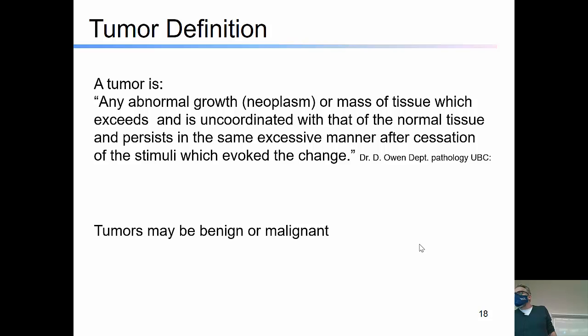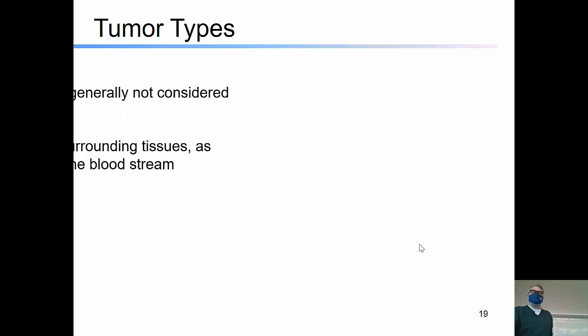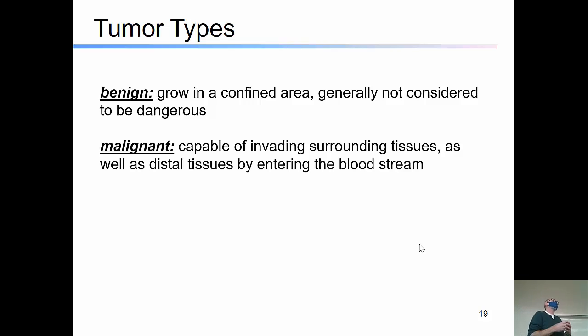Again, we can have benign or malignant. Benign tumors are confined to a specific area and generally not considered dangerous. A good example of this that most people are familiar with is moles on your skin, the ones that are nice and round, where they say, don't worry, that's benign. You see those charts of what's dangerous and what isn't. Whereas malignant tumors become capable of invading surrounding tissues, and they may even be metastatic, in which case they can enter the bloodstream and move to distant parts of the body.